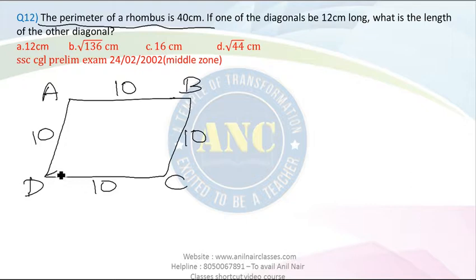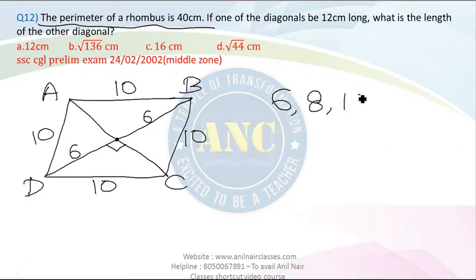One of the diagonals is 12 centimeter long. That means there are two diagonals like this. They will bisect each other and they are perpendicular. One of the diagonals is 12. That means this becomes 6 and 6. Now we also know a beautiful Pythagorean triplet called 6, 8, 10. Opposite to 90 if it is 10.